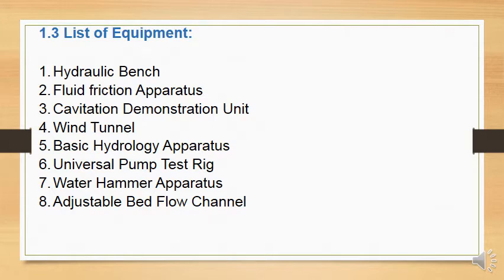1.3 List of the equipment. Number 2, hydraulic bench, fluid friction apparatus. At number 3, cavitation demonstration unit. At number 4, wind tunnel. At number 5, basic hydrology apparatus. At number 6, universal pump test rig. Number 7, water hammer apparatus. Number 8, adjustable bed flow channel.